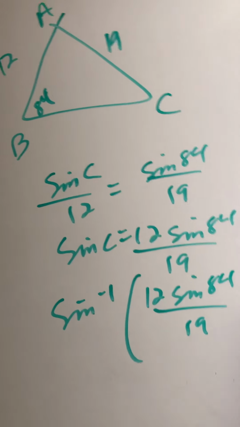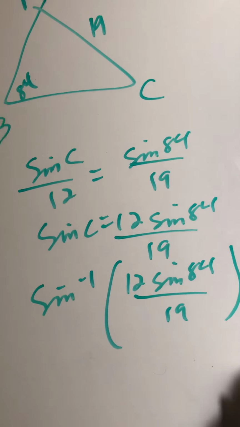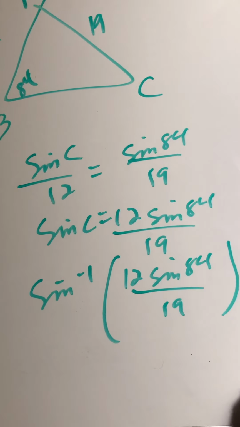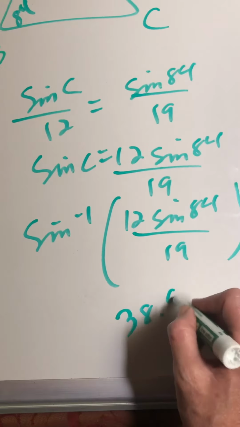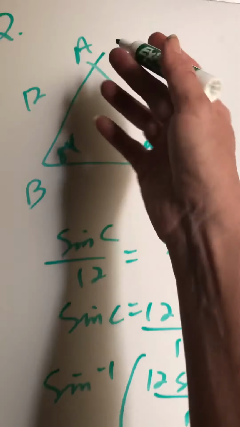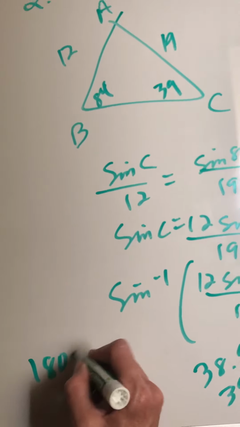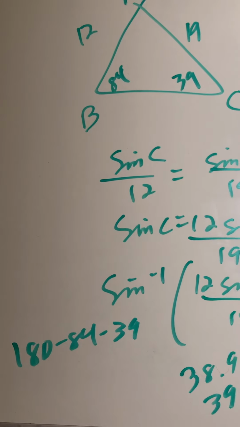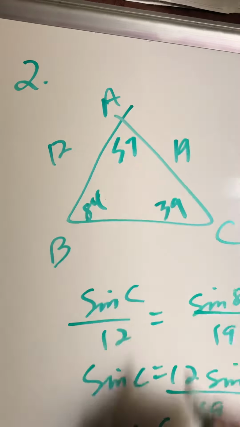Putting that in your calculator, you hit your second key and the sine key, and you put in 12 sine 84, close parentheses after the 84, divided by 19, hit enter. That gives you about 38.9, so I want you to round it to 39. So angle C is 39. Then to find angle A, you just subtract. You just have to do that one law of sines, and then do 180 minus 84 minus 39, which gives me 57. So angle A is 57.